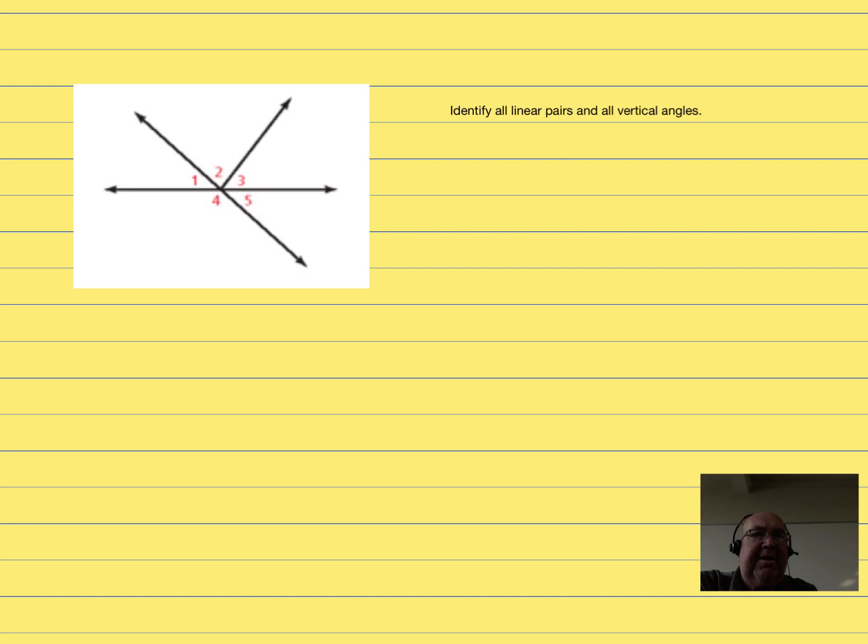So let's look for all of the linear pairs on this and all of the vertical angles. As I look at this, I can see that 1 and 4 are a linear pair because they are on the same line. So angle 1 and angle 4. Also, angles 4 and 5 are on the same line. So angle 4 and angle 5. Those are the linear pairs that we can identify from this figure.